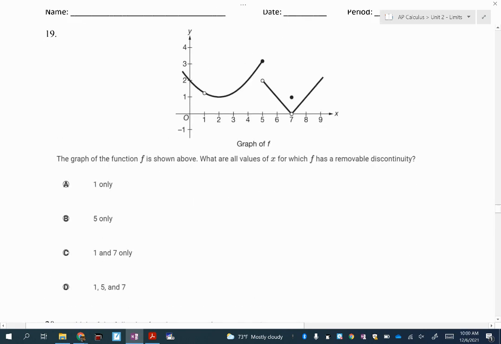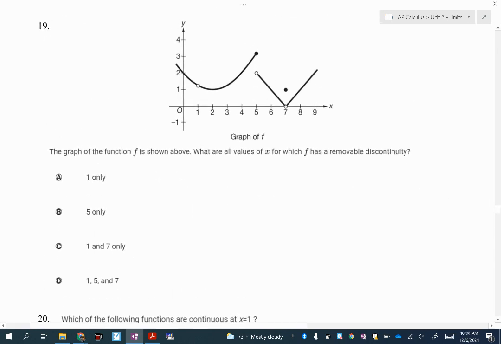Okay, 19. What are the values of x for which this function has removable discontinuity? So again, that's going to be where you have holes. This is that jump discontinuity at x equals 5, so that doesn't work, but you have removable at 1 and 7. So that's going to be C.